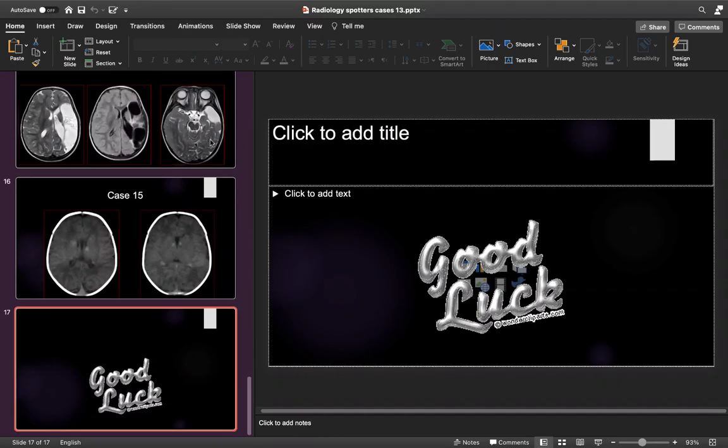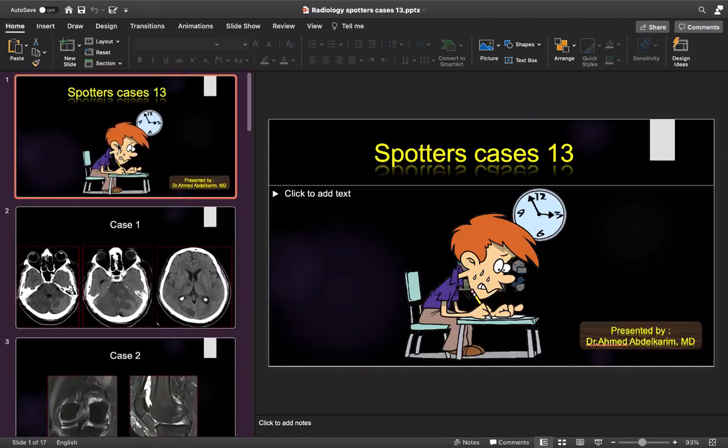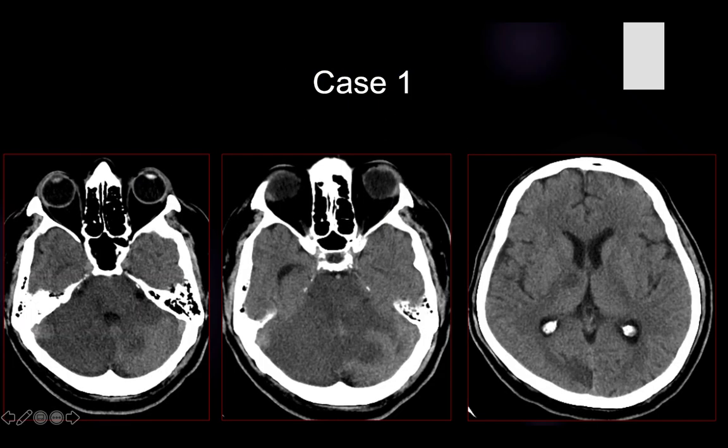Okay, everyone, I hope they were good cases, and let's discuss them. Okay, this is the first case here. We can see a hypodensity, a large hypodensity involving both cerebellar hemispheres.